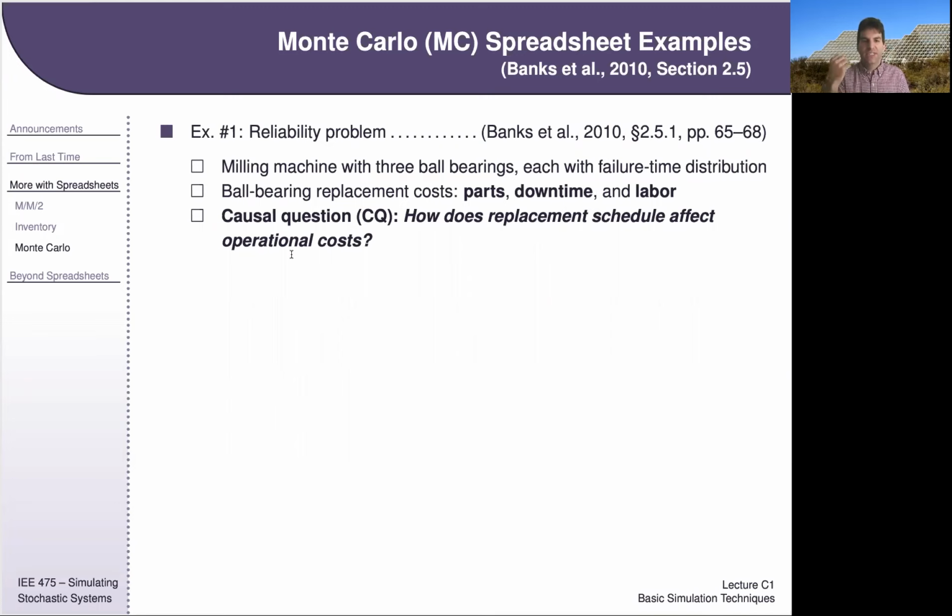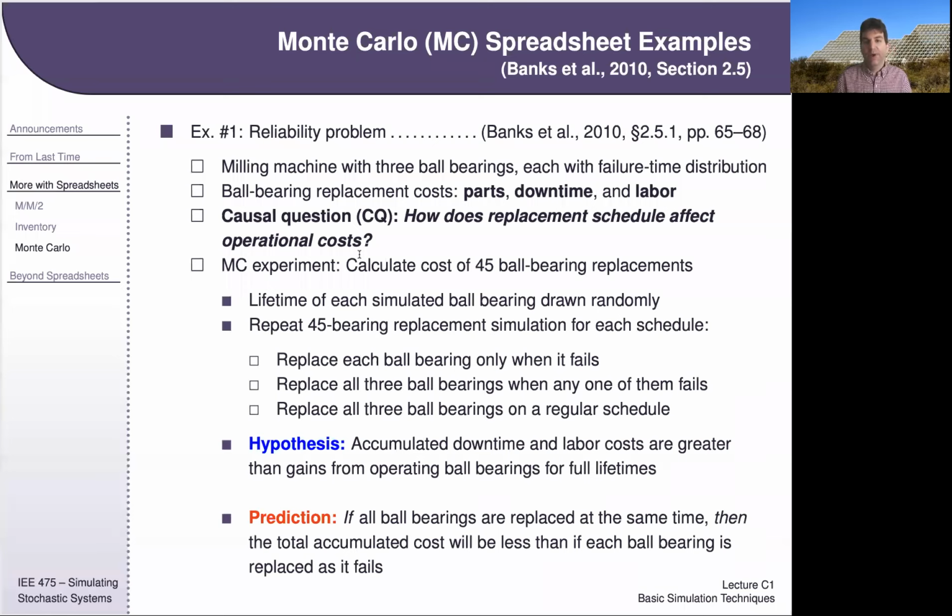So we know how much the costs of a single replacement are. How much does it affect our operation as a whole? That's something that we might want to model in a spreadsheet or in a simulation. The Monte Carlo experiment that we're going to run is to calculate the cost of 45 ball bearing replacements. We've simulated the lifetime of each simulated ball bearing by drawing it randomly. We have a distribution of lifetimes, and for every ball bearing, we draw from that distribution. We repeat this process for 45 ball bearing replacements.